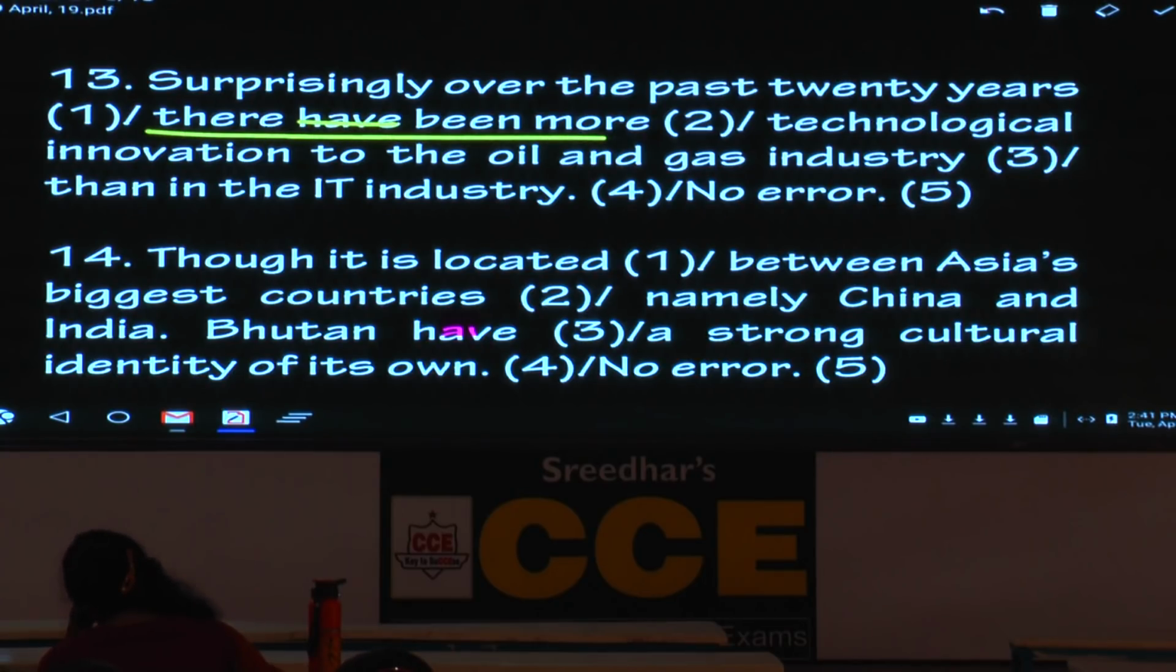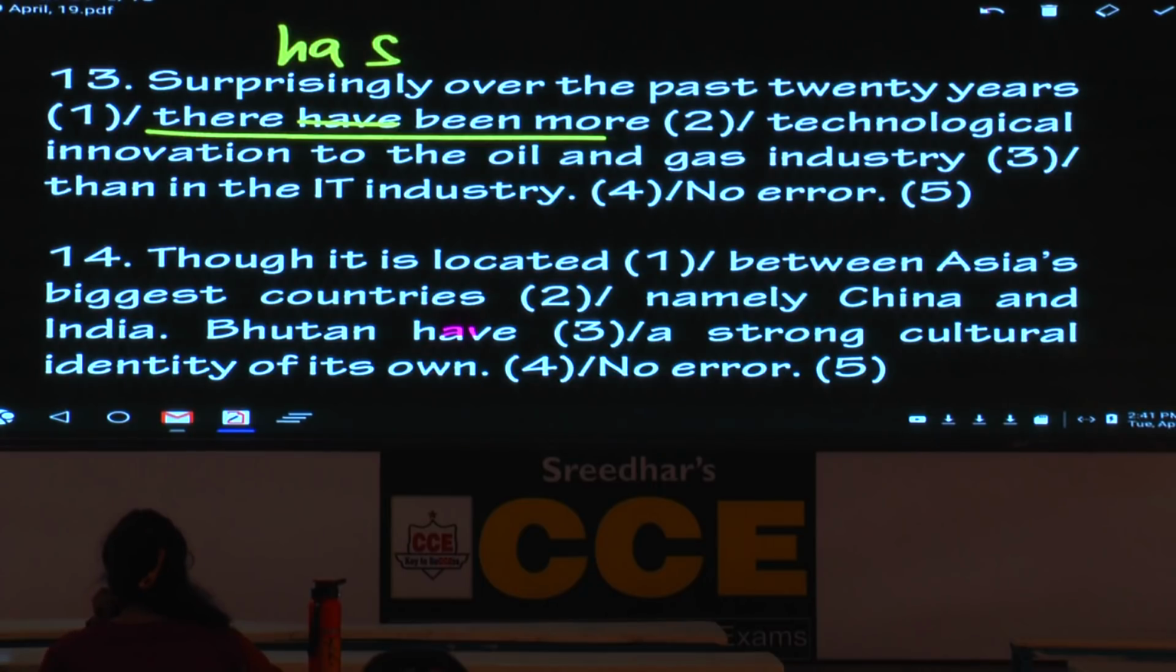So why third part? That is the second part, am I right? There has been. Have is not correct, change it to: there has been more technological innovation to the oil and gas industry than in the IT industry. More. What is the problem? Who said third part? Please raise your hands. What is your objection? What is it? More technological innovation in the oil industry. Generally we say in. Perhaps this is also right.